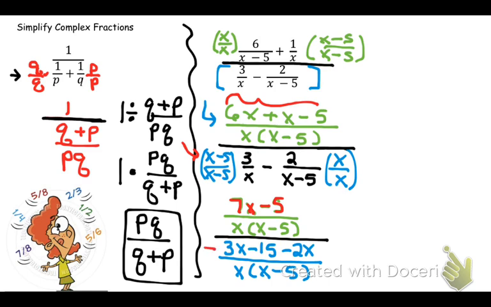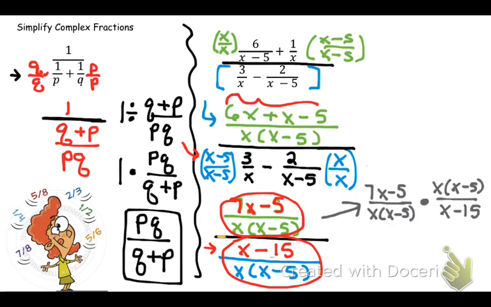Now I'm going to look at the numerator here. 3x minus 15 minus 2x is really x minus 15. So I'm just going to change that because I'm running out of room. So this is x minus 15. Now remember, this black line is division. So we have the top total fraction divided by the bottom total fraction, which really means we're multiplying by the reciprocal.